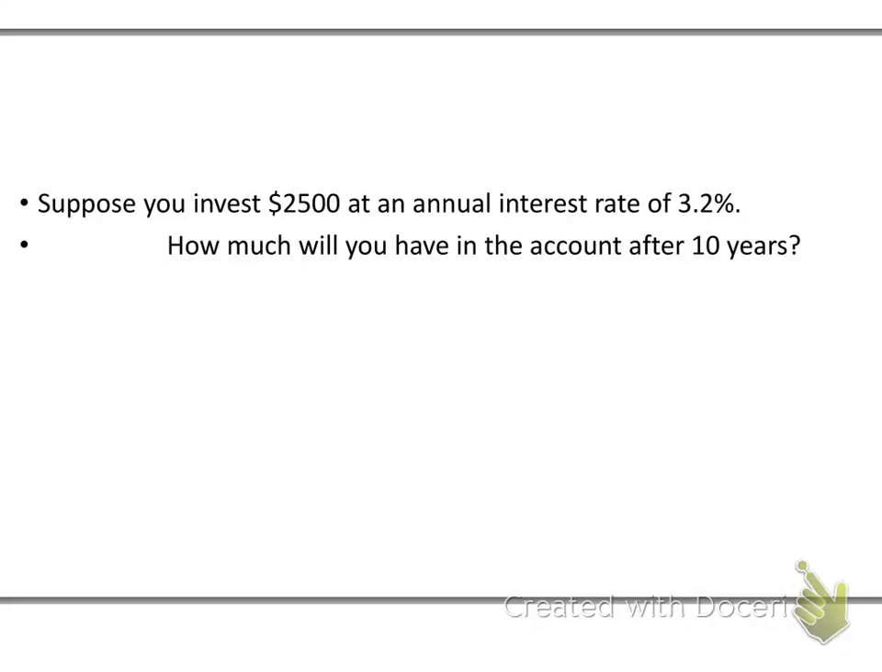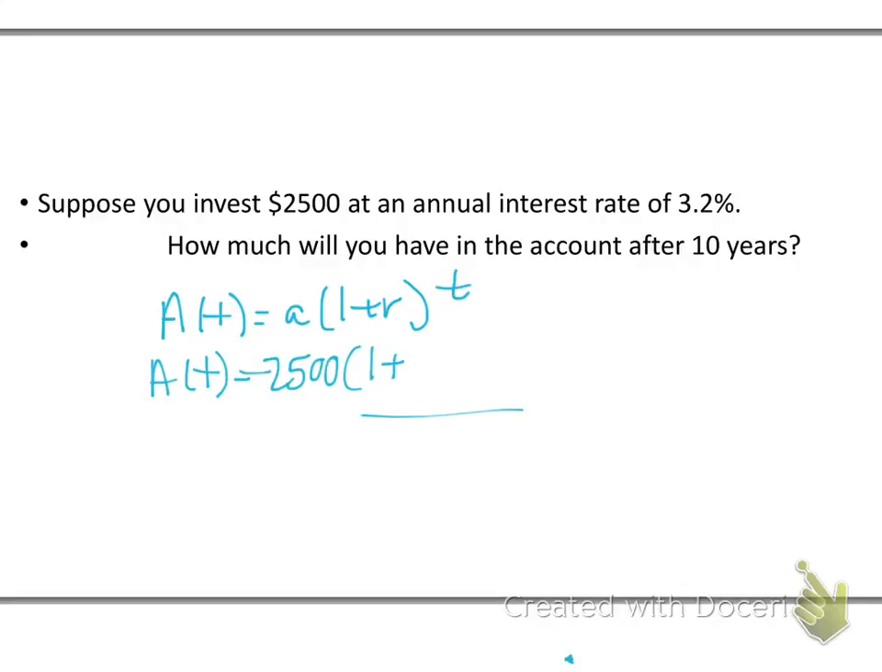Okay, so first off, suppose you invest $2,500 at an annual interest rate of 3.2%. How much will you have in your account after 10 years? If I don't say compound continuously, then I don't use the PERT one. I use A times 1 plus R times T. Okay, so the amount that I start with is 2,500. It's a rate of 3.2%.